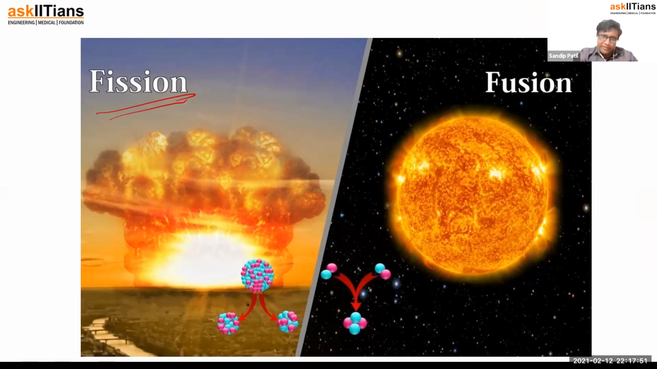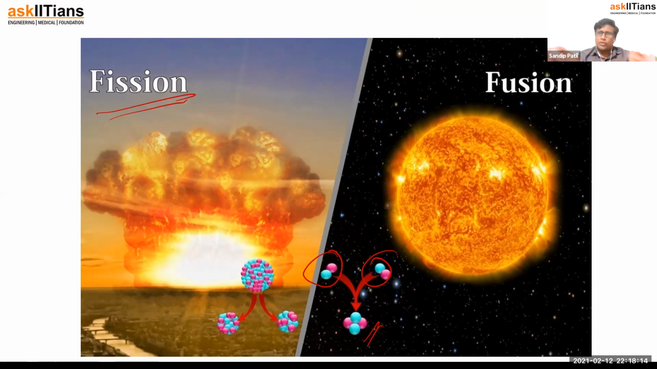And if smaller molecules come together and create a bigger molecule, we call it fusion, right? So these are the two types of nuclear reactions we can say. If one bigger element breaks into two parts, it is called fission, nuclear fission.